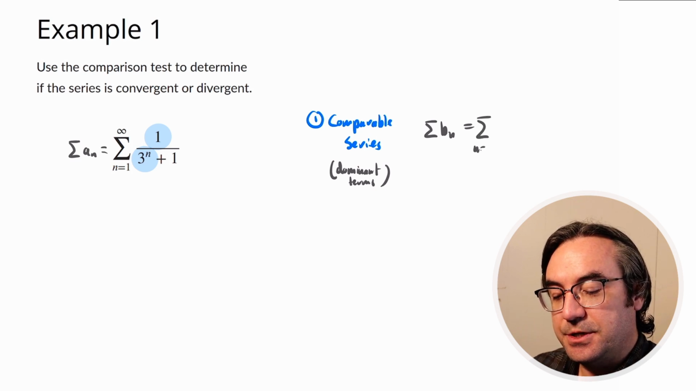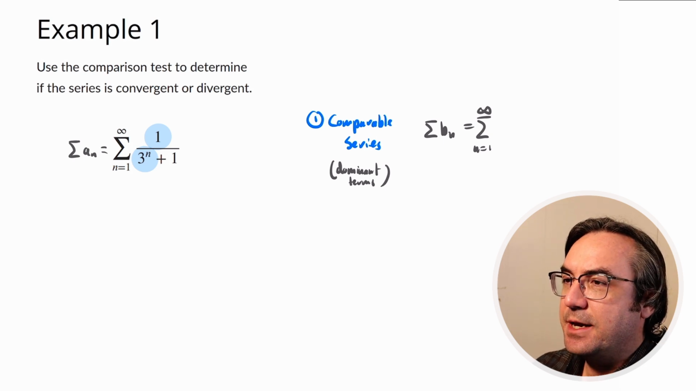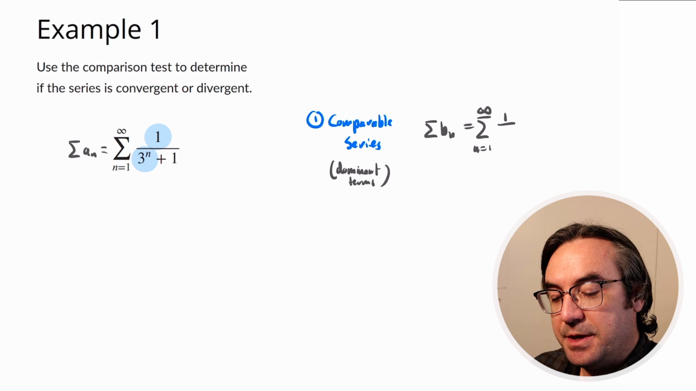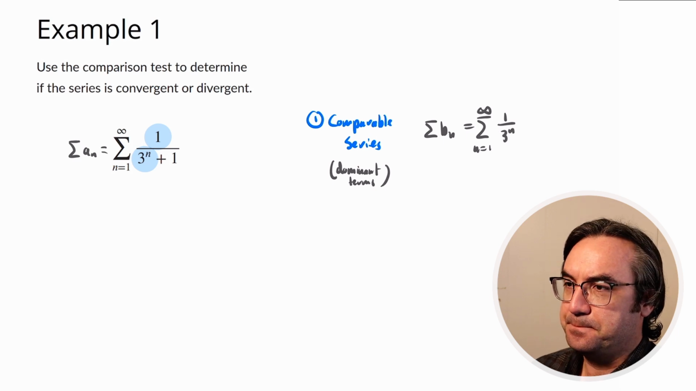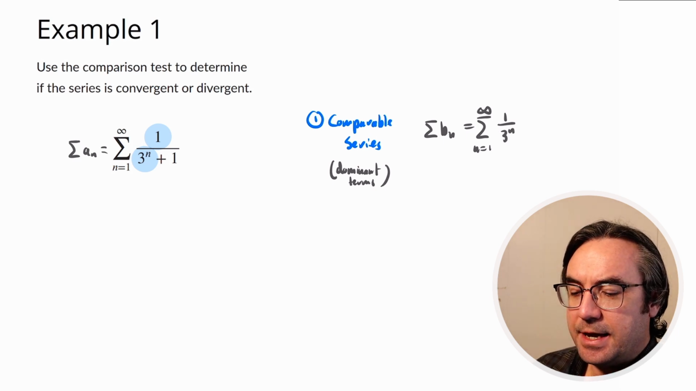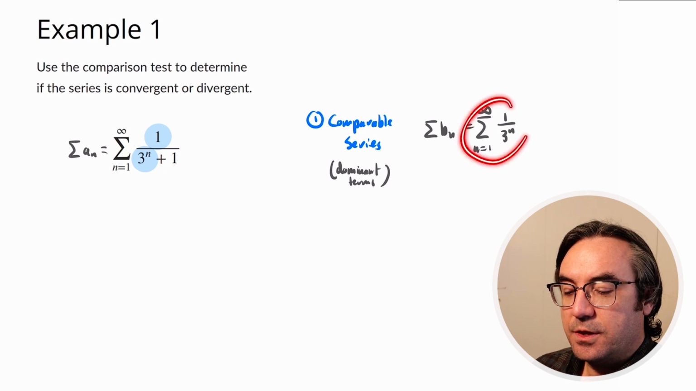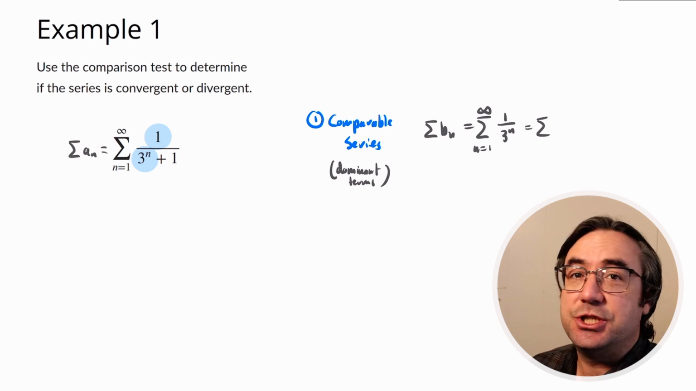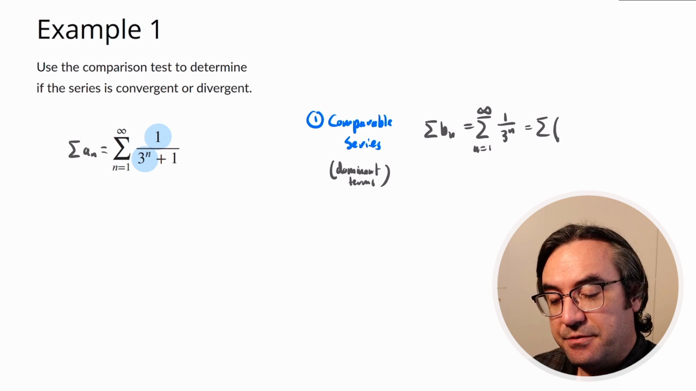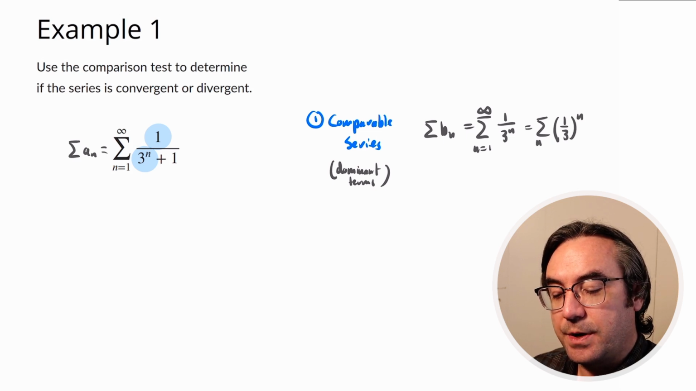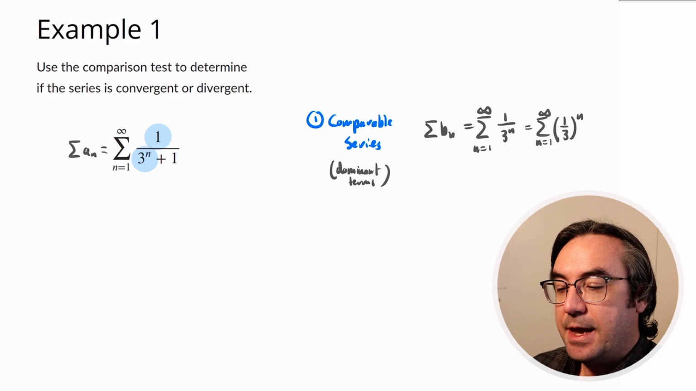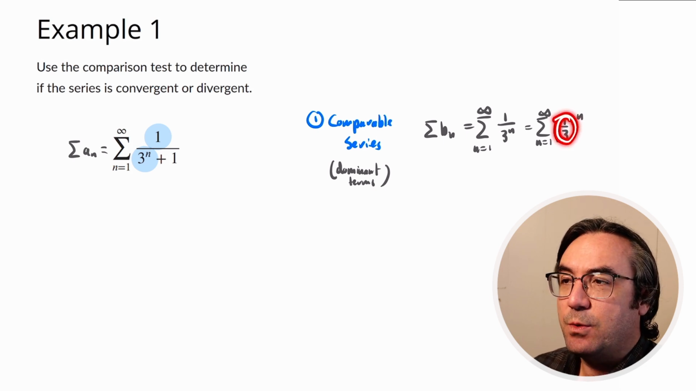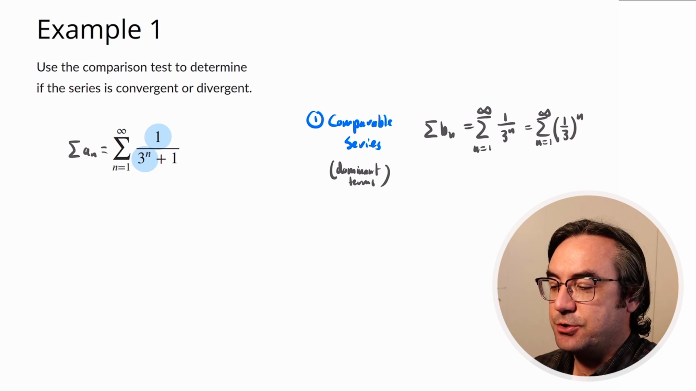So our comparable series here is going to be the series sum from n equals 1 to infinity of 1 over 3 to the n. With a little bit of rewriting, we can more easily recognize that this is indeed a geometric series. If we factor off that common exponent, we can write this as 1 over 3, all raised to the n. And now we see what the r value is for our geometric series.